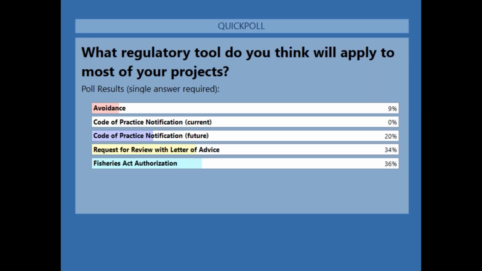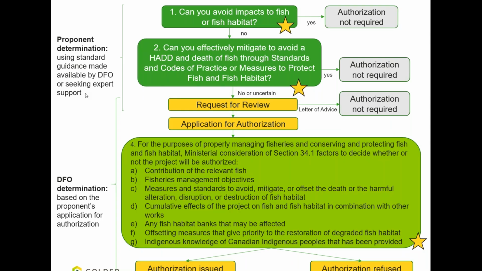Great. So I think that seems reasonable, where most people are looking at submitting requests for review with the hopes of getting a letter of advice or moving forward to a Fisheries Act authorization, with still a good number looking at codes of practice for future activities that DFO hasn't quite gotten complete.